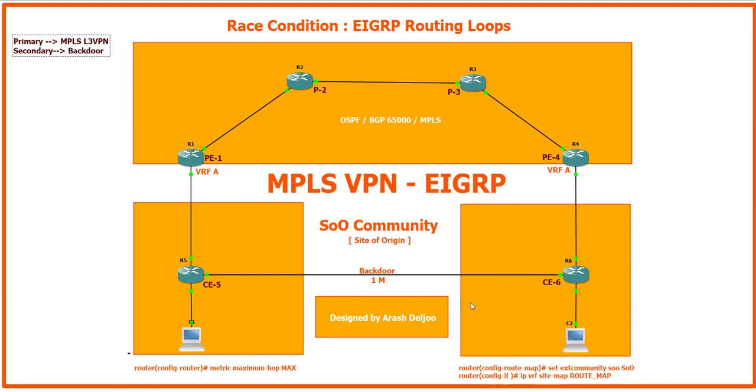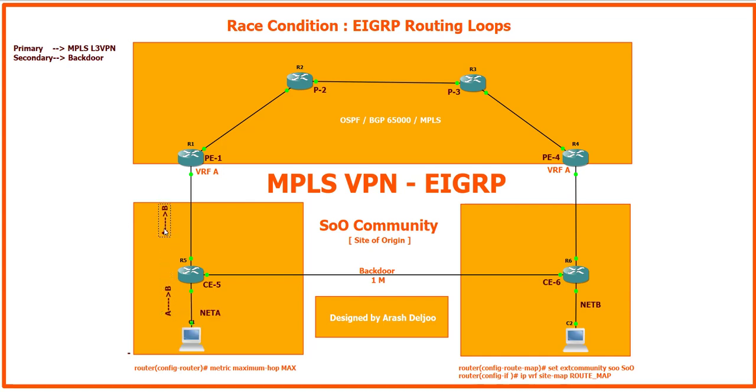Here we have one backdoor, and in most cases the backdoor bandwidth is less than the MPLS layer 3 bandwidth. For example, you can see the bandwidth of this link is 1 megabit per second. Because of that, normally when we are sending traffic from net A to net B, we expect that this traffic should be forwarded over the MPLS VPN. But if the MPLS VPN link fails, we can use the backdoor link. This is the desired condition.